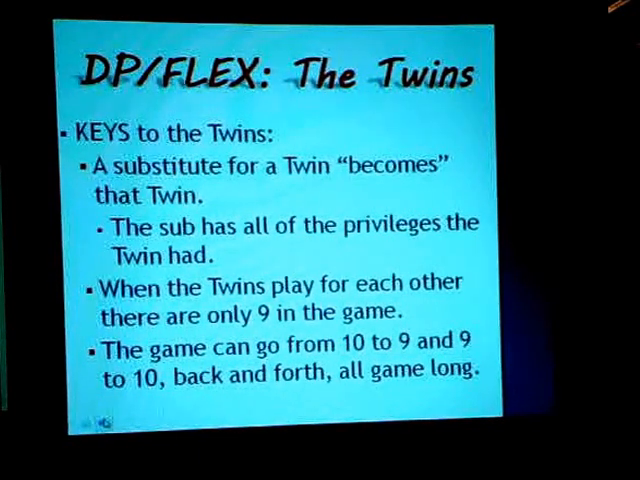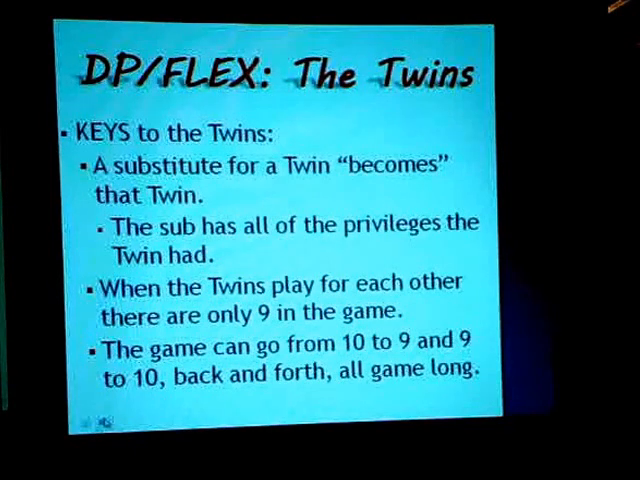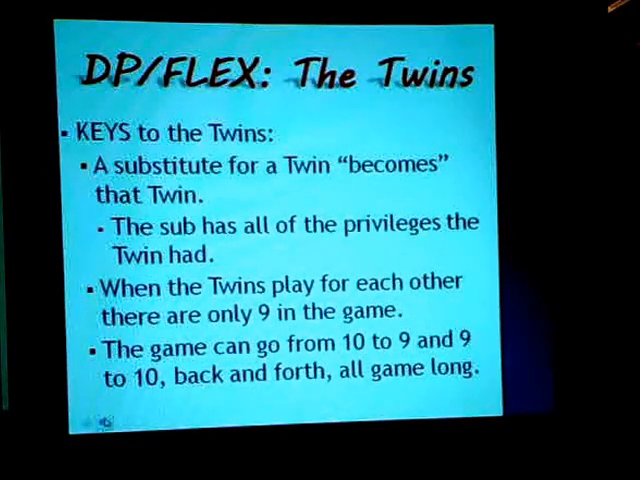Keys to the Twins. A substitute for a Twin becomes that Twin, which we just said. One in for the other in for that one. The sub has all the privileges that the Twin had. So, if you say the flex is in for the DP, now she has all the privileges that the DP had, but you're down to 9.